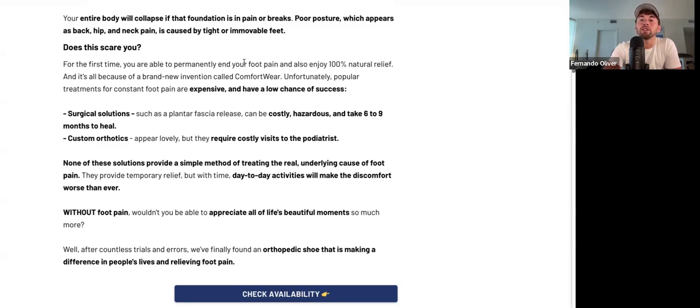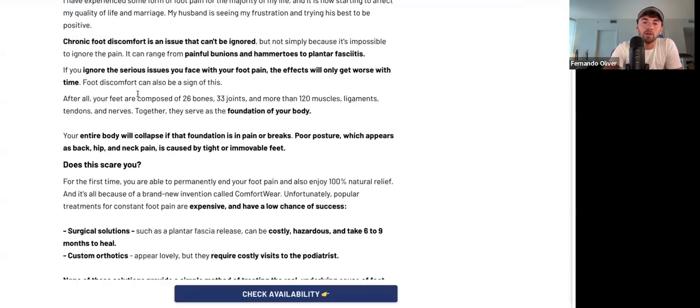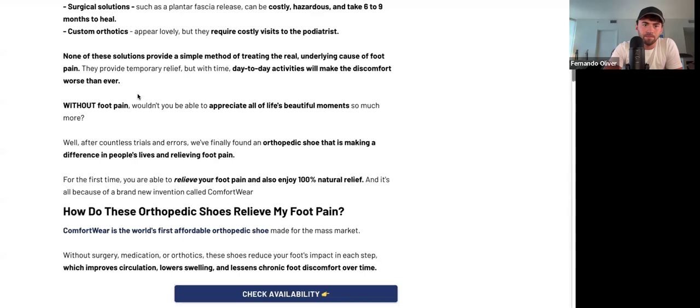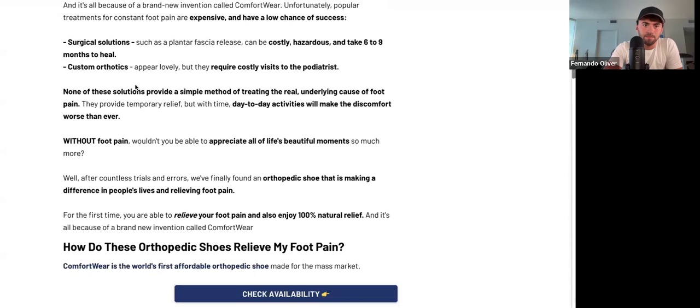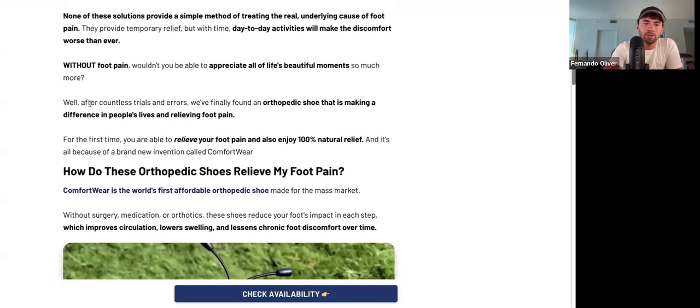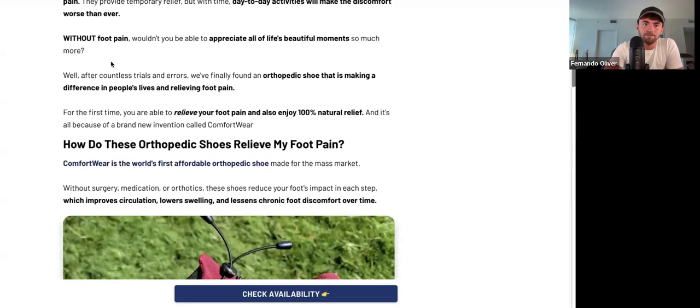You're able to permanently end your foot pain and enjoy 100% natural relief because of this new invention called comfort wear. So this is mostly a text-focused advertorial, and they're comparing it to alternative solutions. Some emotional selling without foot pain. Wouldn't you be able to appreciate all of life's beautiful moments so much more?